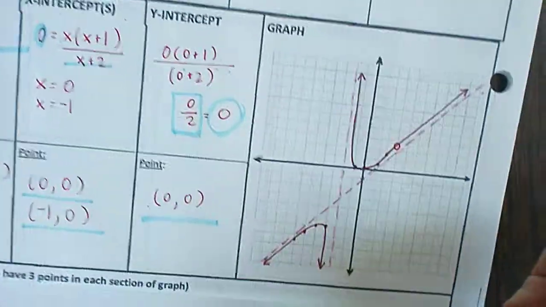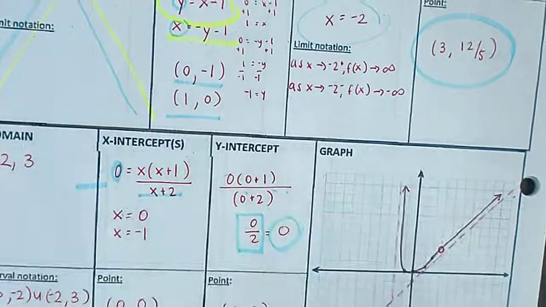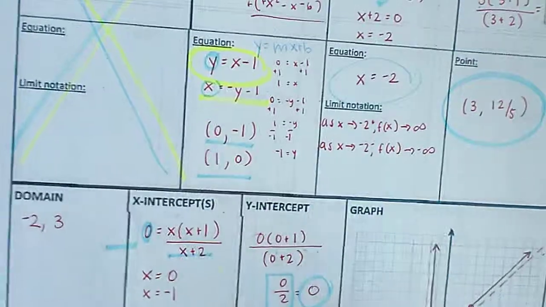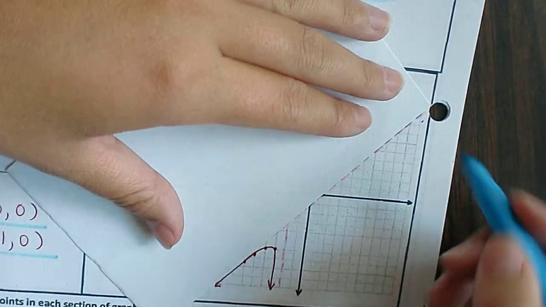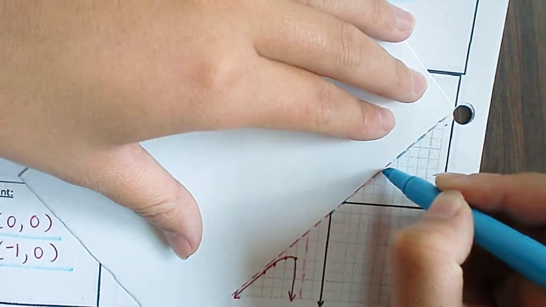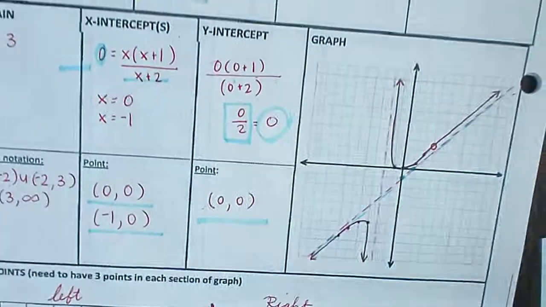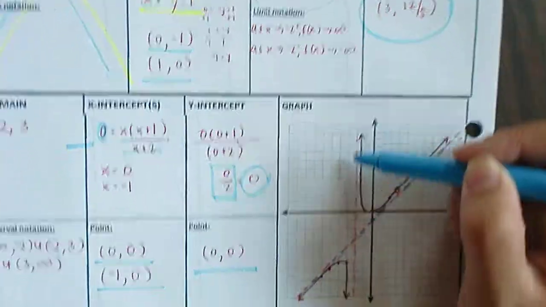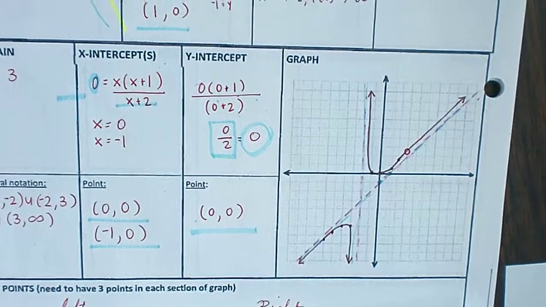Looking back at the graph, what we know right now is that the slant asymptote crosses the point (0, negative 1), which is right here, and also (1, 0), which is right here. So if we draw the line, it will be like this. Also, our vertical asymptote is x equals negative 2, so at negative 2, we can draw our vertical asymptote.